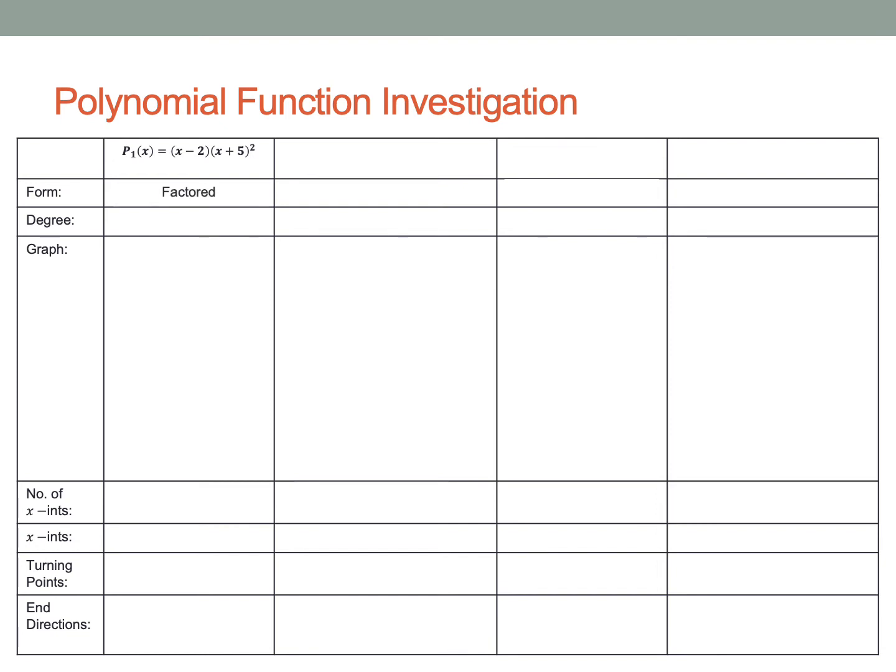Okay, so it's in factored form. Now the degree, when it's in factored form, you just want to count how many factors there are, right? There's one factor of x minus 2 and 2 factors of x plus 5. So the degree is 3. And then the graph looks like this. The number of x-intercepts, it has 2 x-intercepts, right? They are 2 and negative 5.